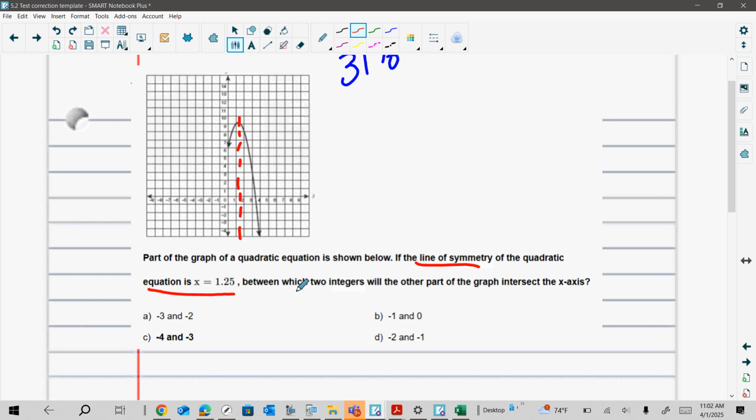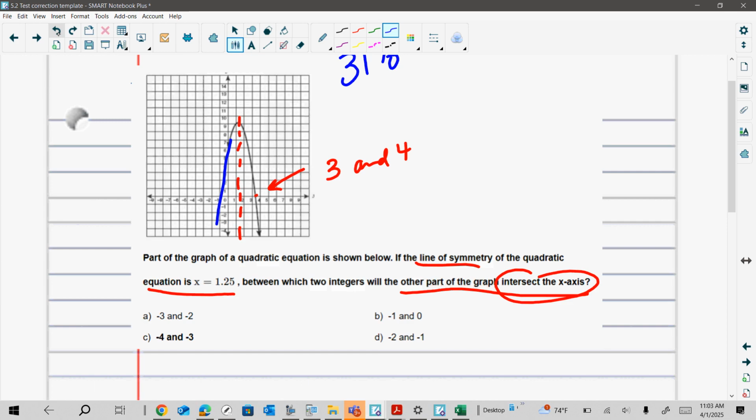Between which 2 integers will the other part, right here, intersect the x-axis? So here's the first one, and I can see those numbers right there. It looks like it's between 3 and 4. So if it's a parabola, then it's going to keep going down like such, right? And so we're trying to get between what other 2 integers the other side would go.